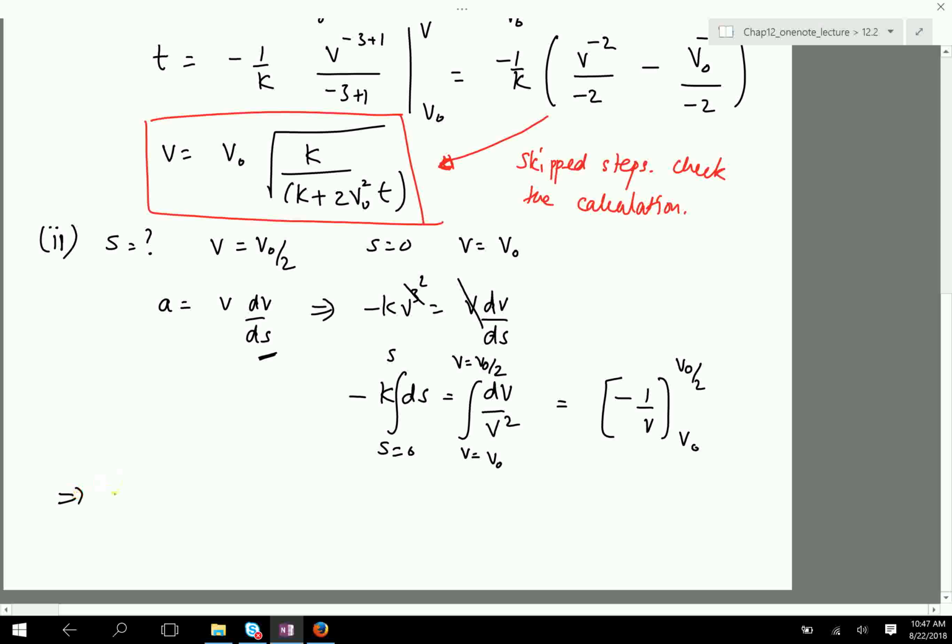So this gives me minus ks equals plus 2 divided by v0, minus 1 divided by v0. So it will be 4, 2, and so to simplify this, okay, the distance is 1 divided by kv0.